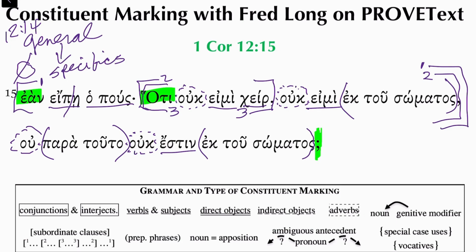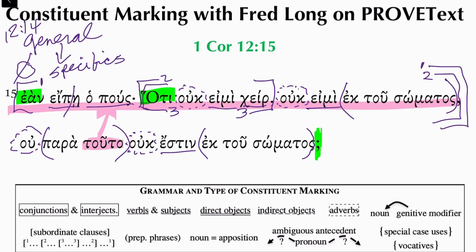So this is the main sentence. And so what is going on here? Well, the ou para touto at the beginning, the touto is referring, this demonstrative pronoun, para touto, I would translate that from this or on this basis. And the touto is referring back to this whole if clause.